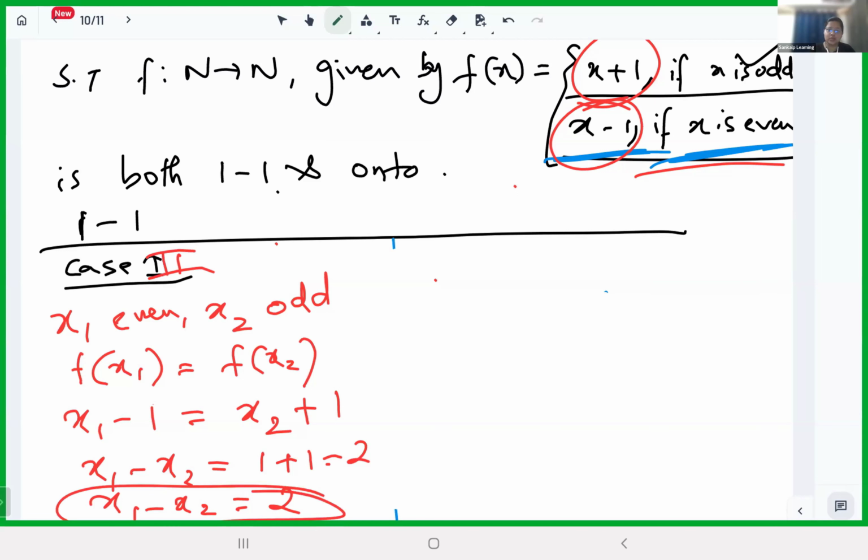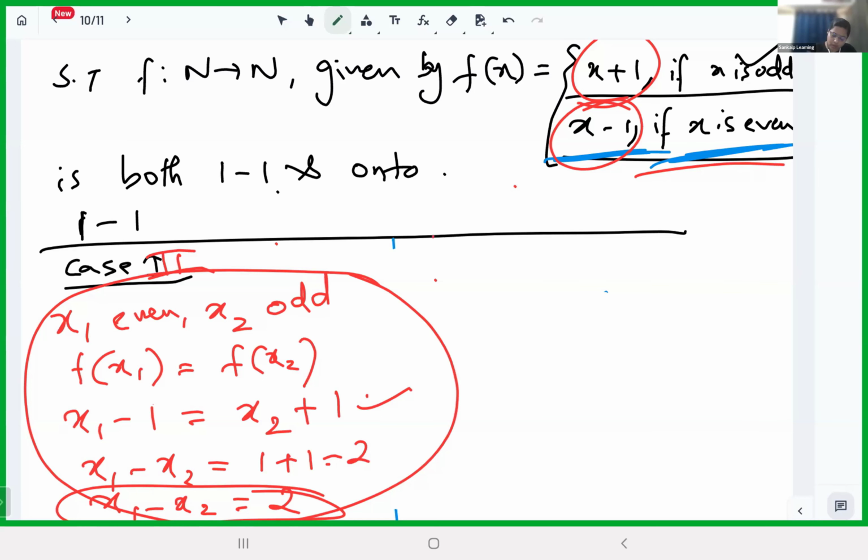And in case 1 and case 2, we got that the function is 1-1. Since case 3 is not possible, we shouldn't consider it, which means that the function is 1-1. So we can conclude that f is a 1-1 function. You write here: this case is not possible because the difference of an even number and an odd number can never be 2.